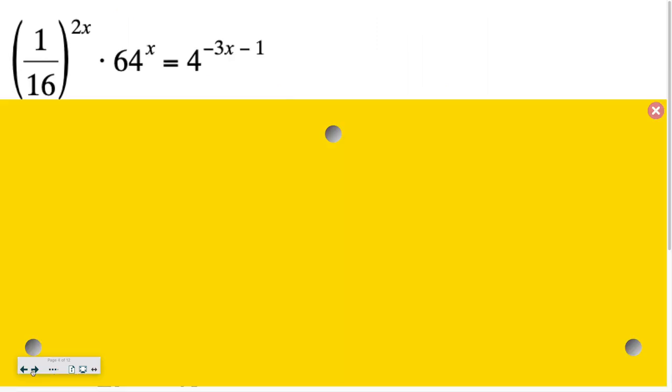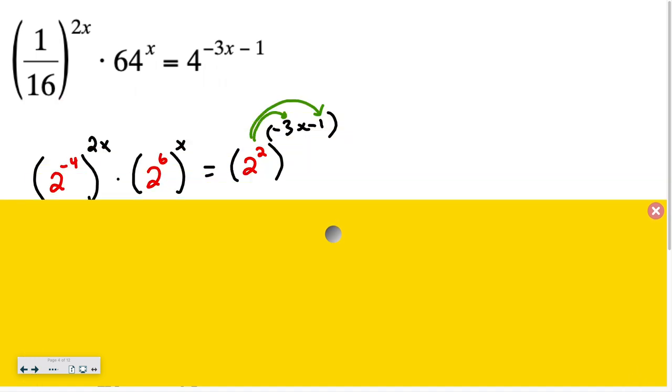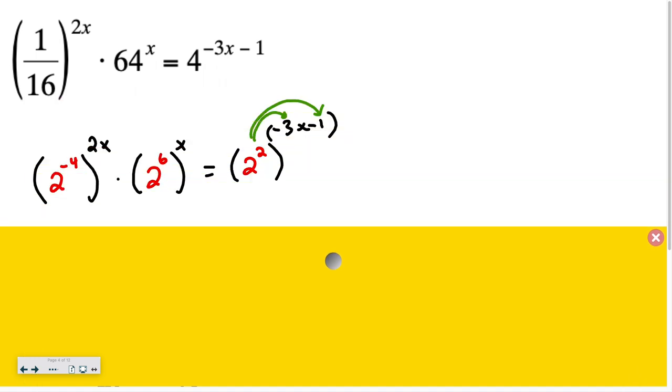So this is another one. This one's more related to the ones we did last week, but same idea. You have a 1/16, a 64, and a 4. Use base 2. You can use base 4, but I would just use base 2. Makes everything simpler for you. And so when we rewrite it in the same base, 2, 2, and 2, this is what we have. And now we're going to apply the power to a power property. Multiply those exponents together.